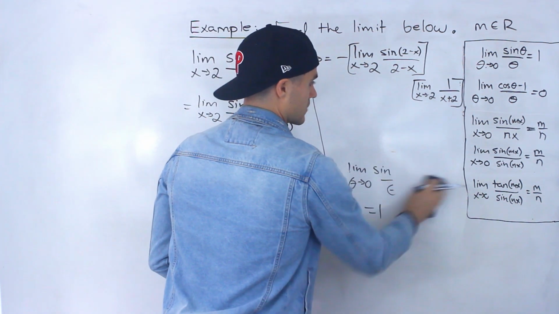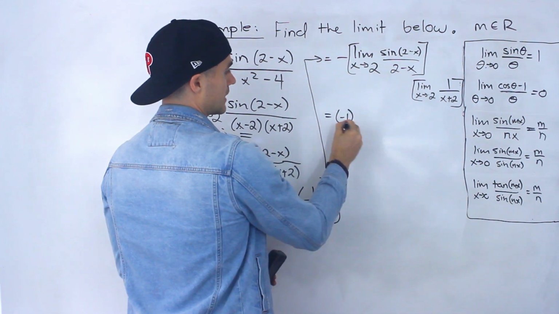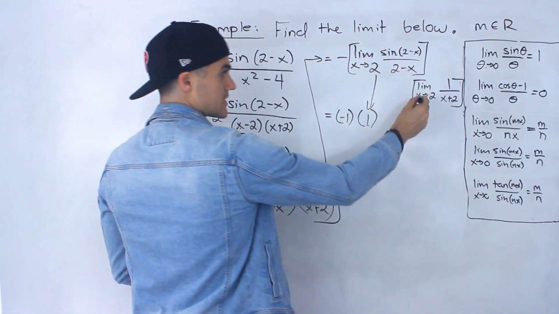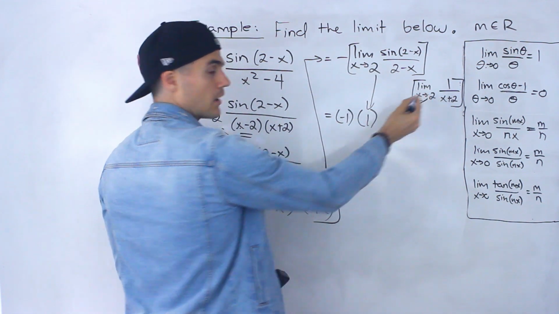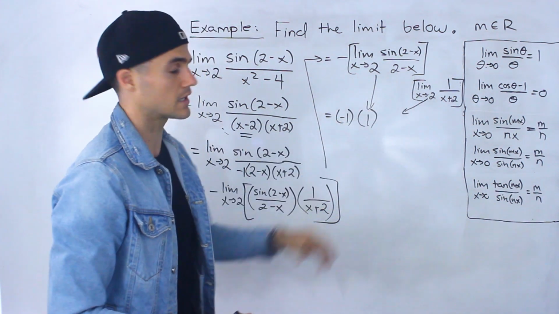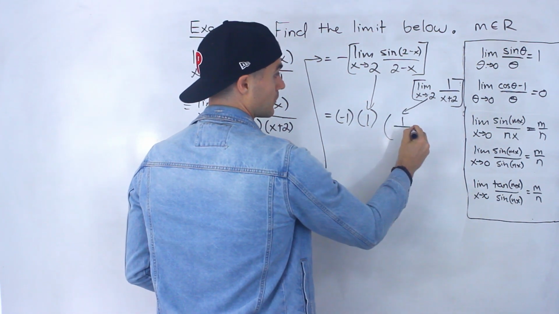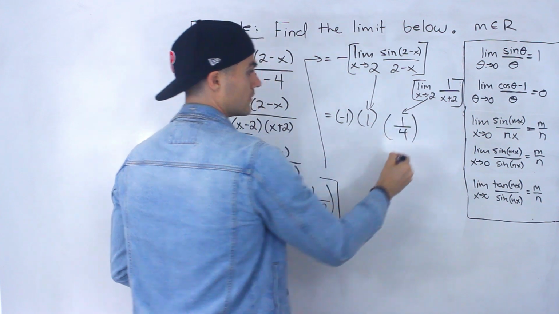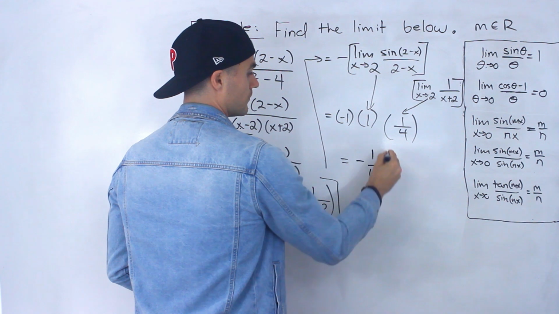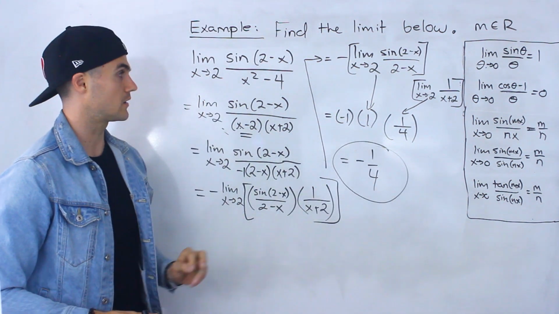So let's erase this for now. Notice we'll have this negative, which is like a negative 1, times 1, which is this bracket. And then we don't have to do anything but a direct substitution, because if we sub in 2 for x, the denominator isn't going to be 0. So we end up with 1 over 2 plus 2, which is 4. So negative 1 times 1 times 1 over 4 gives us negative 1 over 4, and that ends up being the answer.